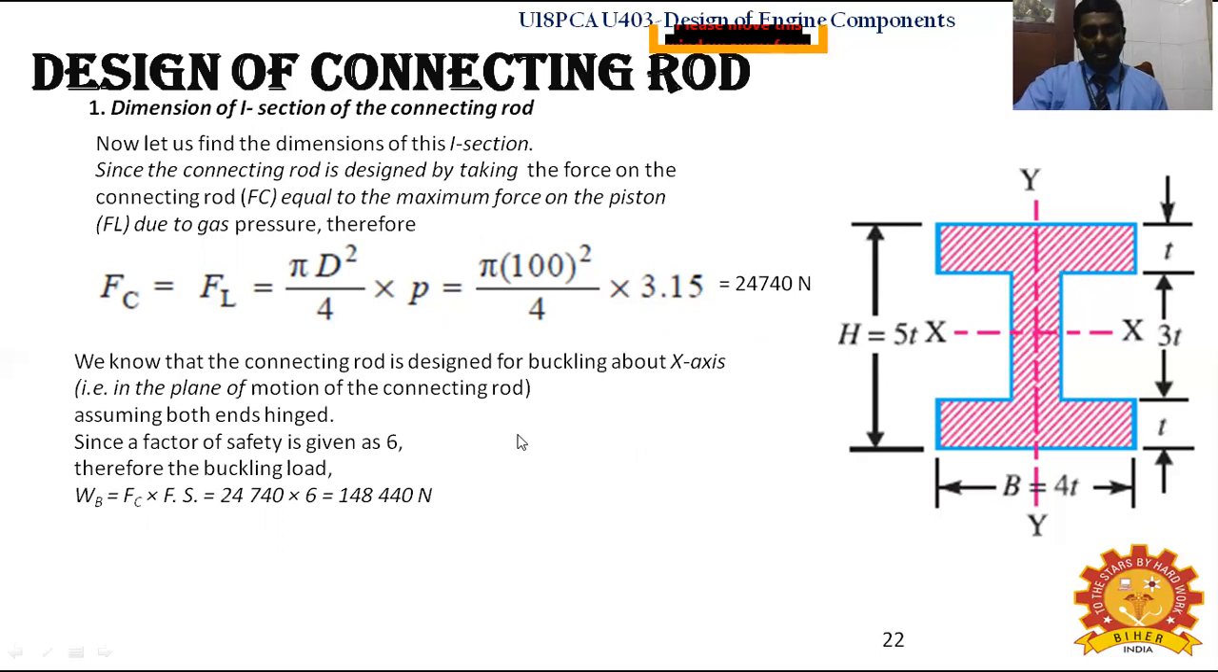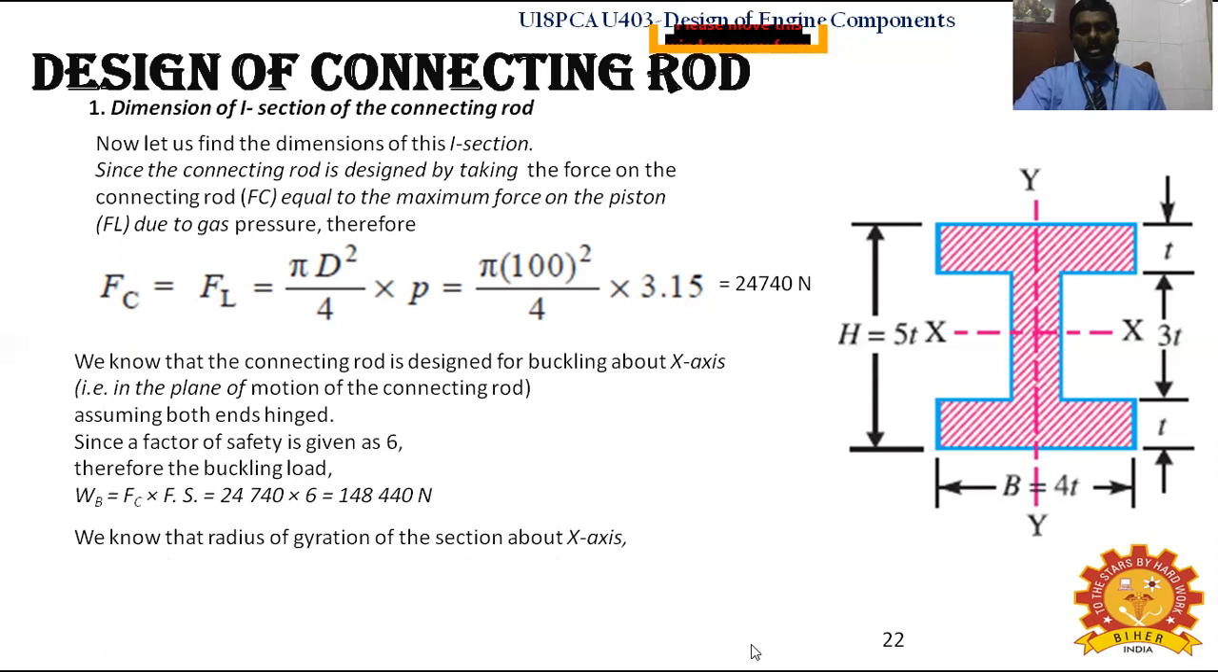And we also know that the connecting rod is designed for buckling about the x-axis. That is the plane of motion of the connecting rod, assuming both ends are hinged. Then the factor of safety is also given in the problem as 6. So the buckling load we can calculate as the gas pressure into factor of safety, which you identify as 148440 Newton.